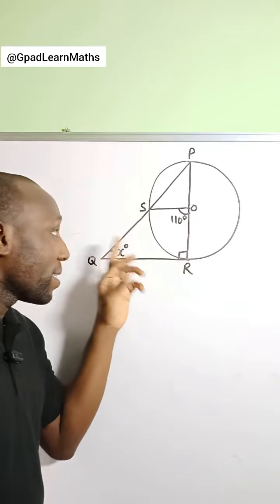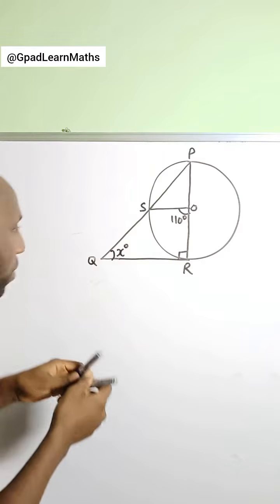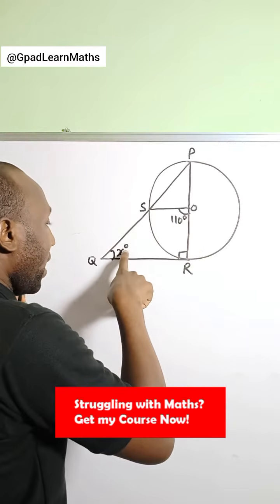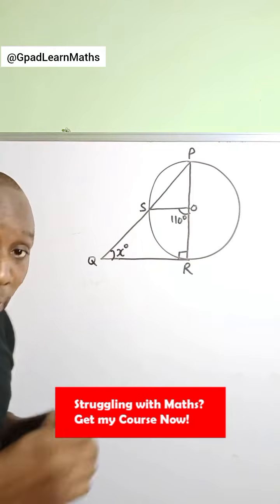Let's find the value of x here. So what do we do first of all? Now, look, this is 90 degrees. This is 110. This is x. Can you see what I'm seeing already?